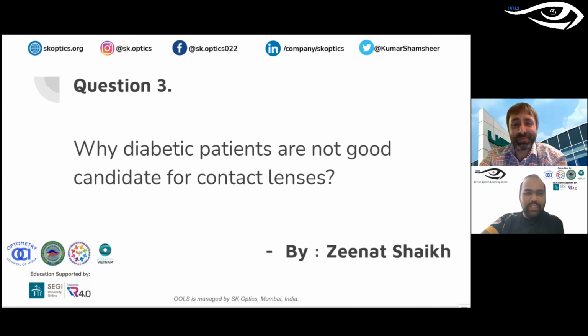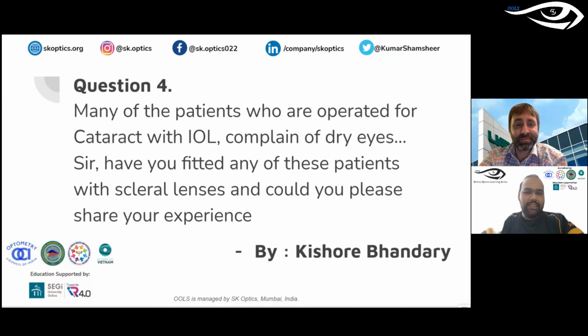One more question here, a bit on the side, related to your case 4, on the scleral lens. Do you have any experience with patients who have undergone cataract surgery with IOL and have dry eye complaints because of that surgery, and any experience fitting those kinds of patients with scleral lenses?